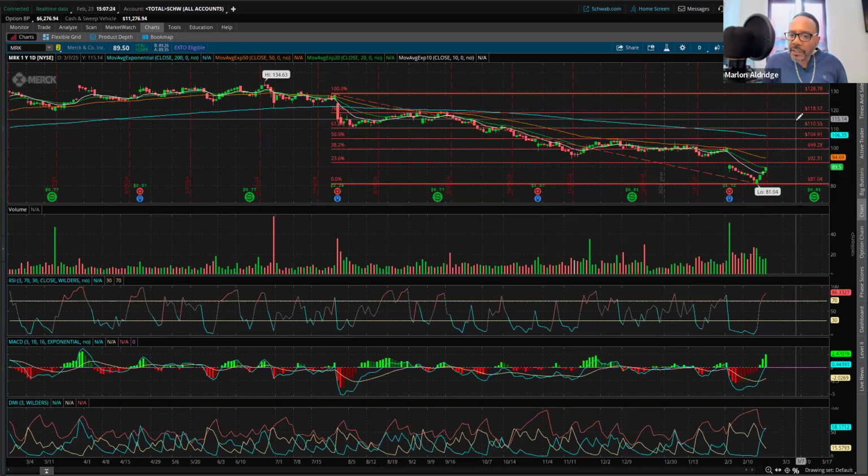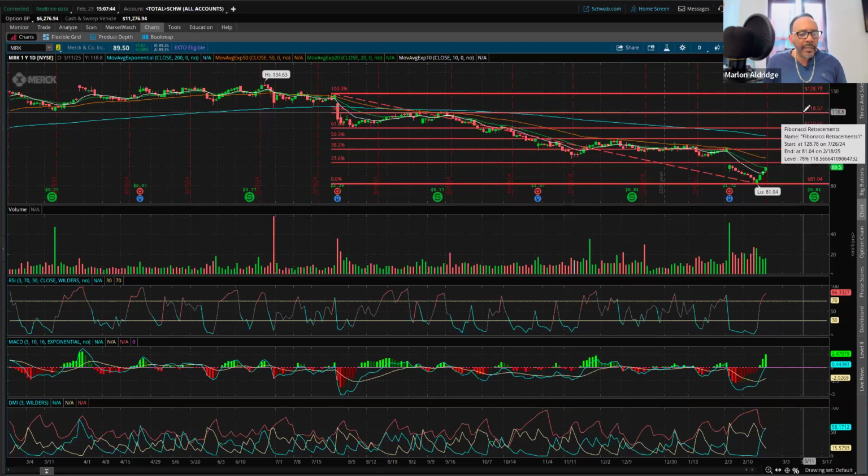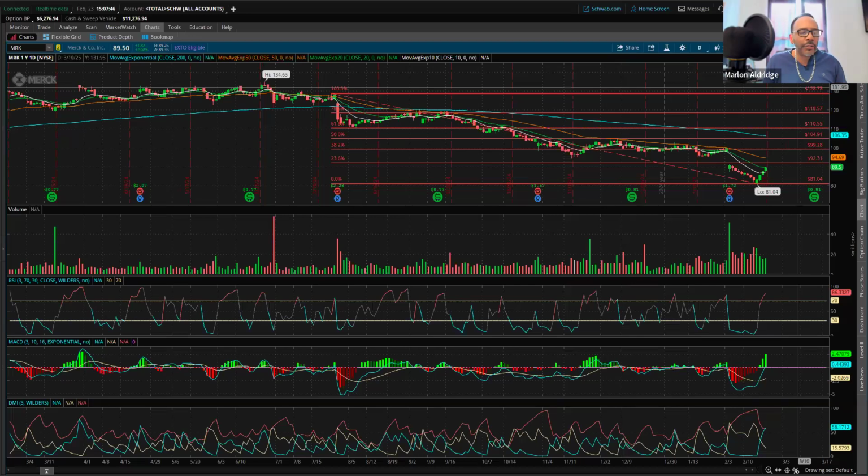Merck is still below its 20-day moving average. The only average it is above is its 10-day. That's a good thing, but it's still below its 20, it's still below its 50-day, and it's still below its 200-day moving average. So those are negatives. But here's where the Fibonacci comes in.